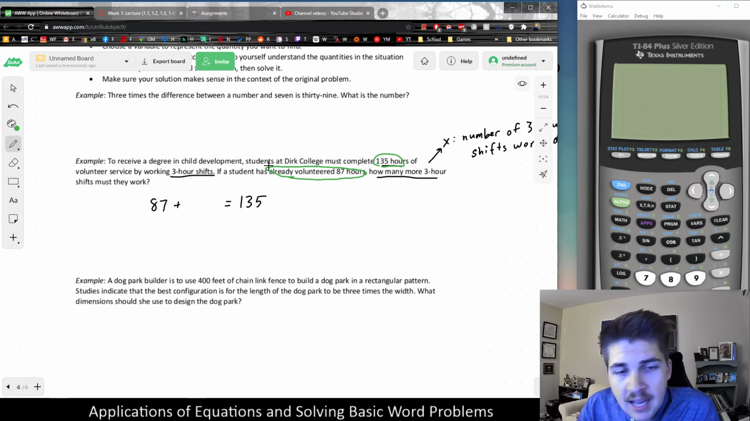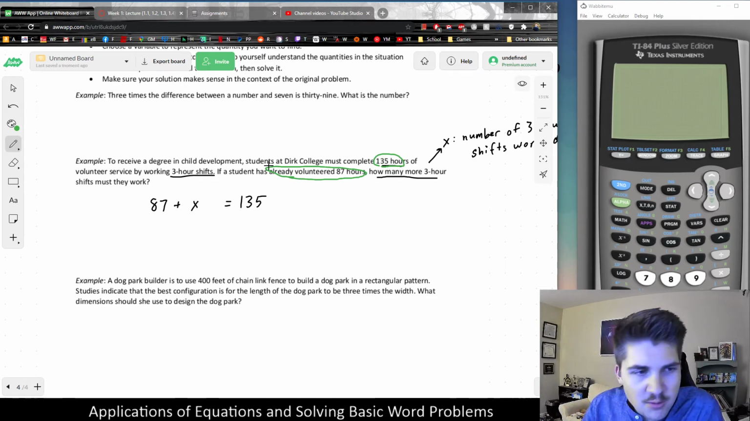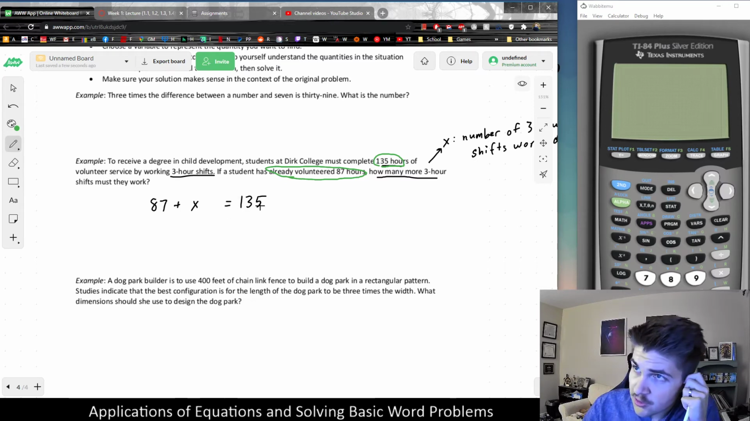And really, a common error would be writing the equation as 87 plus x, because if I wrote this equation, this would tell me how many hours I need to work to solve this. Because if I'm thinking about the units, this is 87 hours, this is 135 hours. So I could think about, well, how many more hours do I need to add on to get to 135? And that's cool. But notice that I'm not trying to figure out the number of hours, I'm trying to figure out the number of shifts.